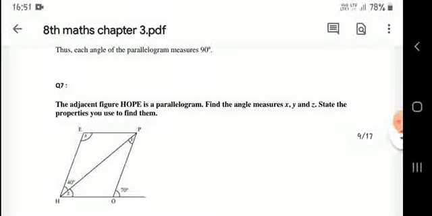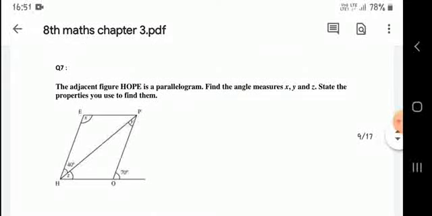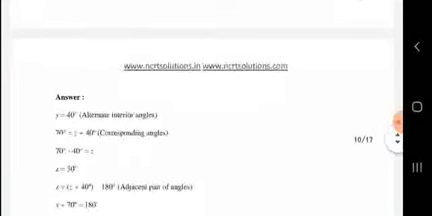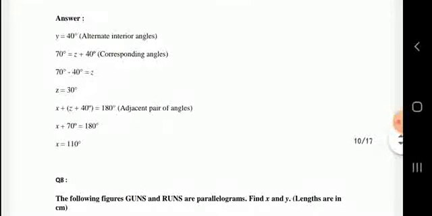Next, if the adjacent figure HOPE is a parallelogram, let us find the angles x, y and z, and let us see the properties used to find them. So y is equal to 40 degrees, alternate interior angles. So therefore 70 degrees is equal to z plus 40 degrees. So therefore 70 minus 40, so z is equal to 30 degrees.